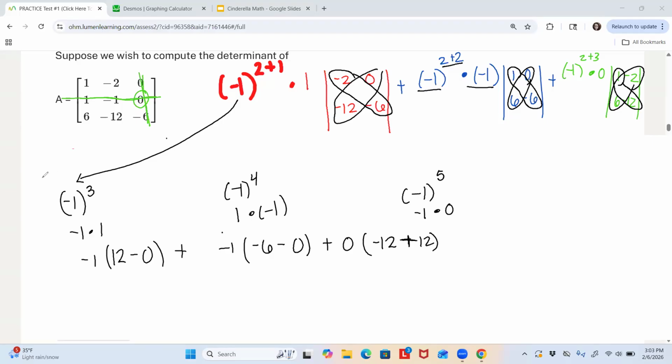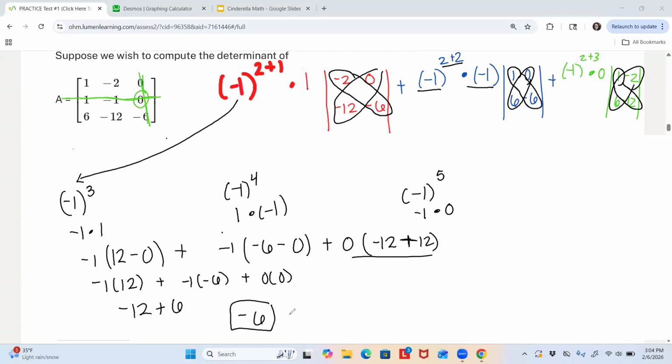Okay, and now we're just evaluating here. So that'd be -1 times 12 plus -1 times -6 plus 0 times 0. Again, this one you really didn't even need to do because it was going to be 0. So that's negative 12 plus 6, which is negative 6. There is the final answer. That is the determinant of that 3 by 3. Okay.